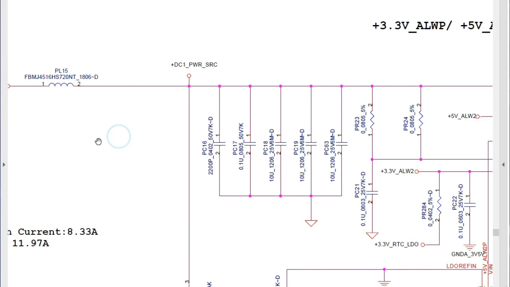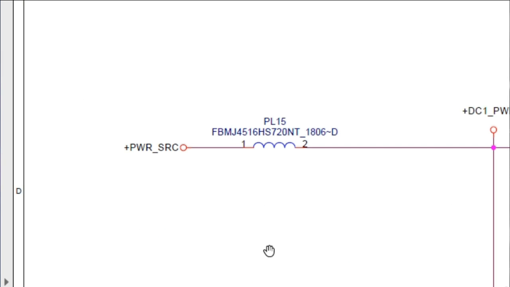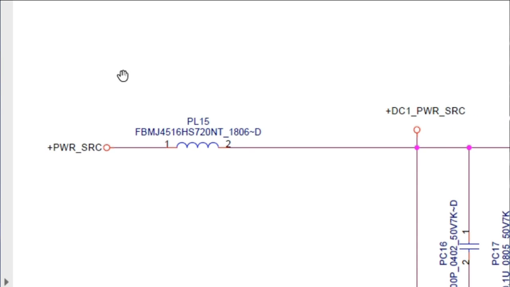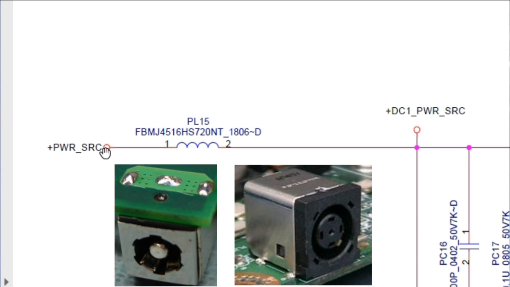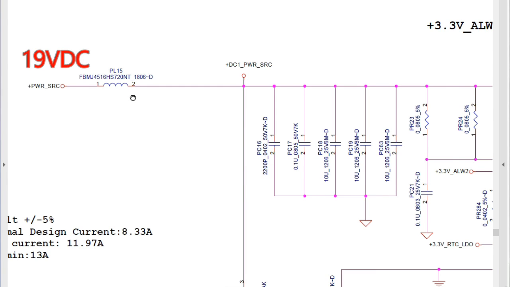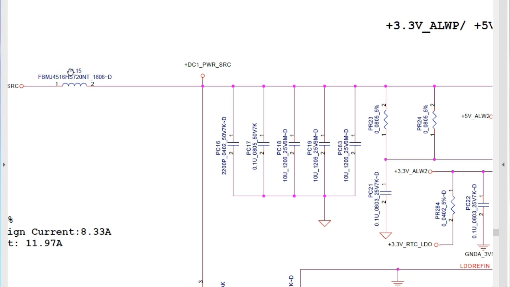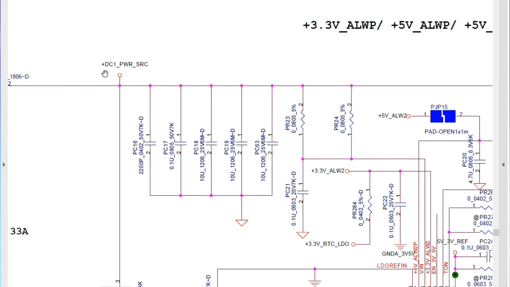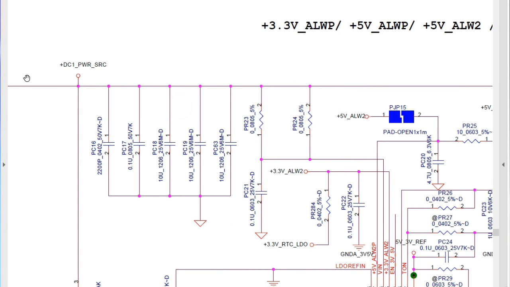I'll show you how. In the beginning of the circuit, we have the power source, and here we have 19 volts. This point is connected directly to the power jack of the motherboard. So here we have the 19 volts, and here we have a coil. Also we have here the DC power source. So this 19 volts will pass through this PF capacitor.